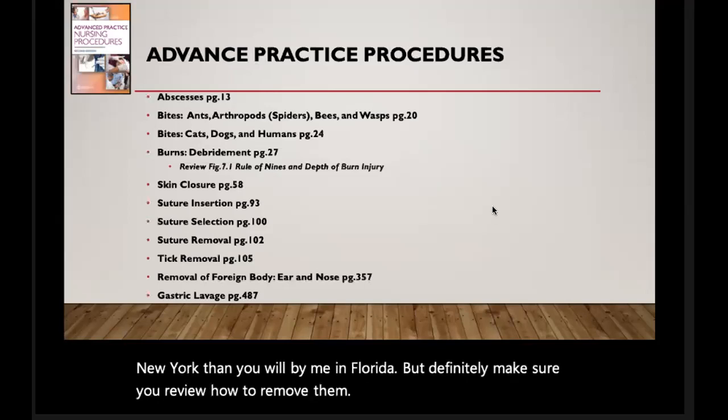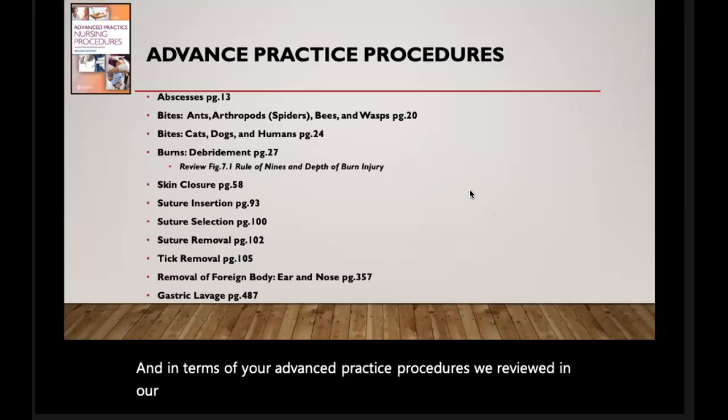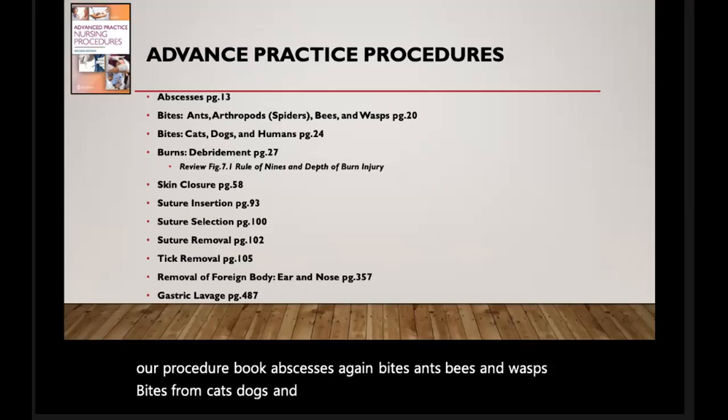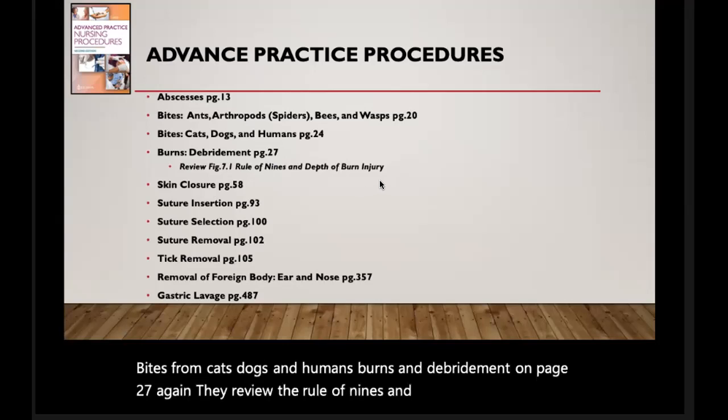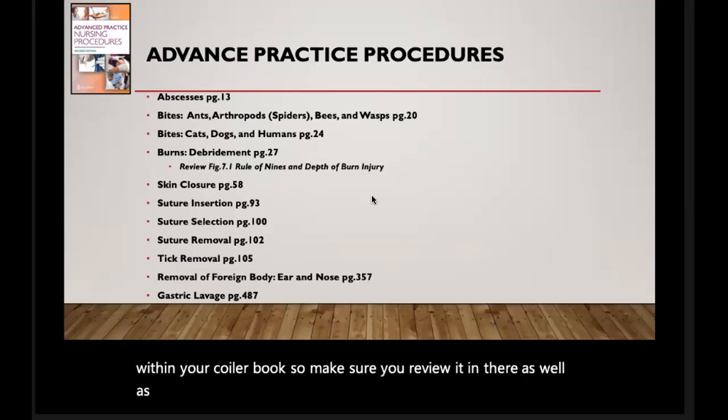And in terms of your advanced practice procedures, we reviewed in our procedure book abscesses, again, bites, ants, bees, and wasps, bites from cats, dogs, and humans, burns and debridement on page 27. Again, they review the rule of nines and the depth of burn injury within your Coiler book, so make sure you review it in there, as well as your primary care textbook.